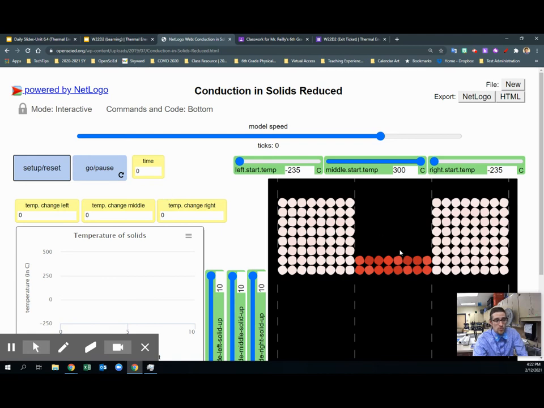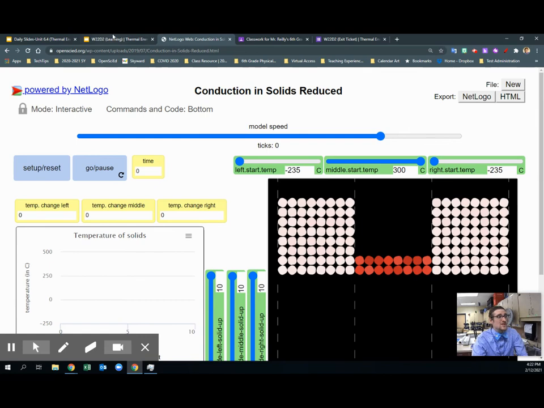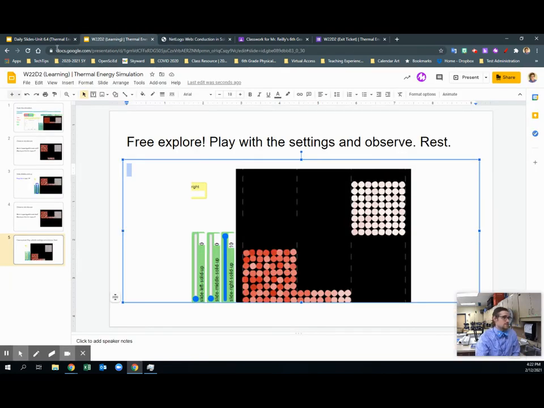What will it do? What do you think if this central item is the only one that's hot and the other ones are very cold? Is energy still going to go to the right, or is it going to go to the left, or is it going to go both directions? Opportunities to play around and do some of your own discoveries.